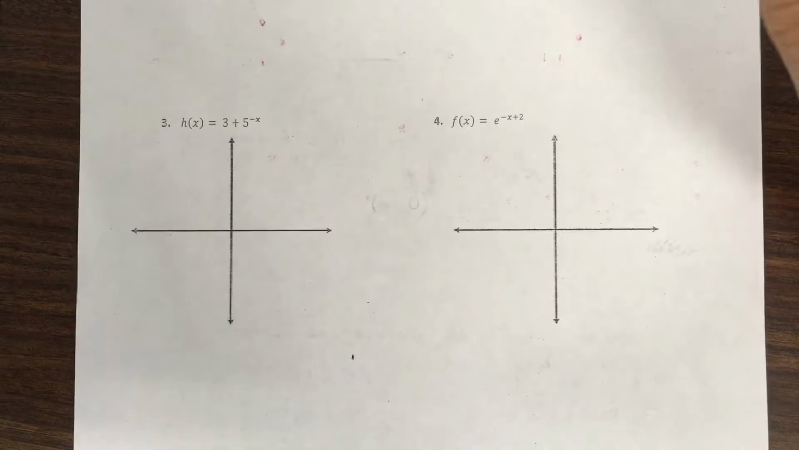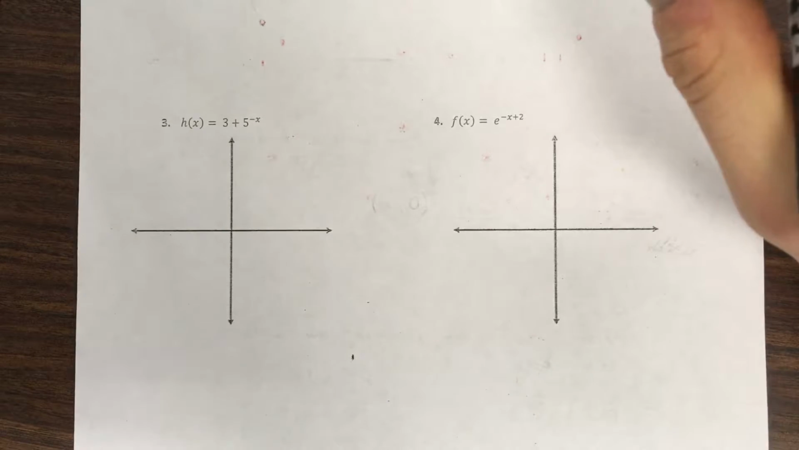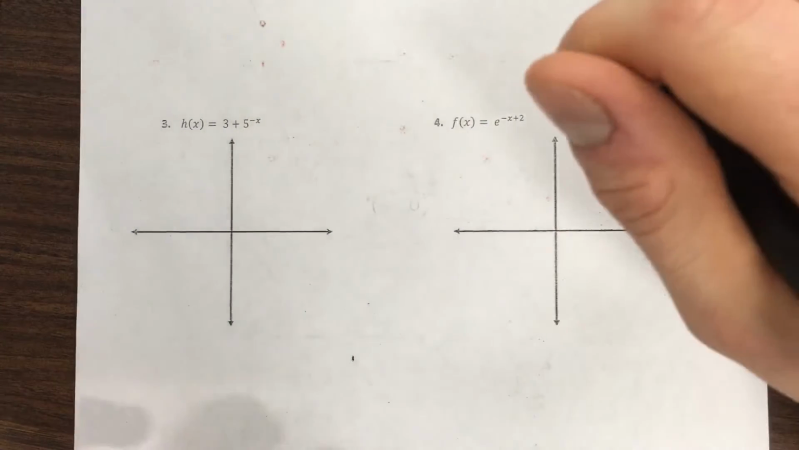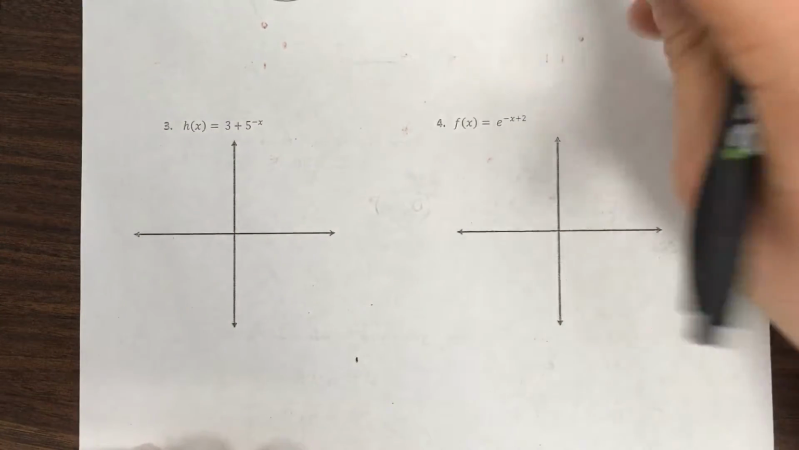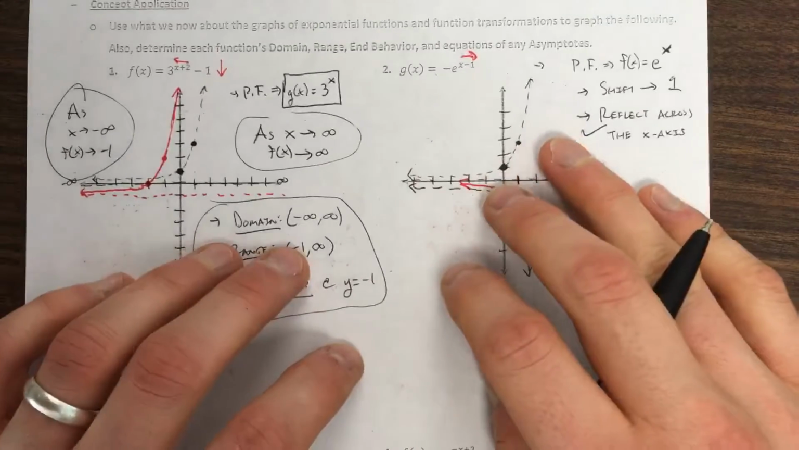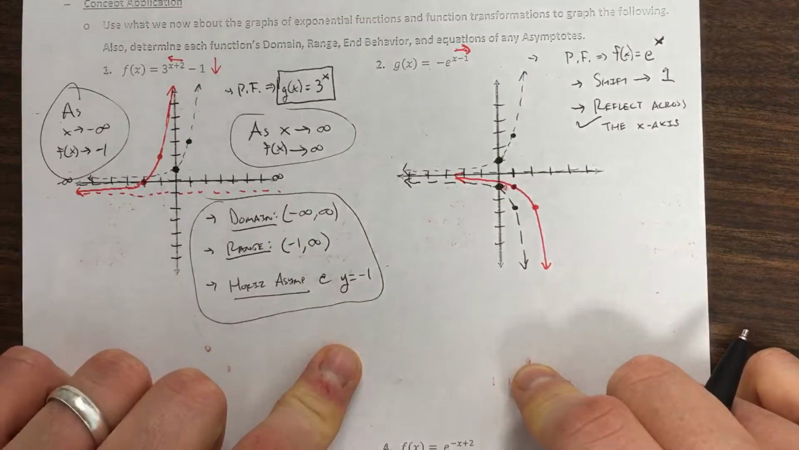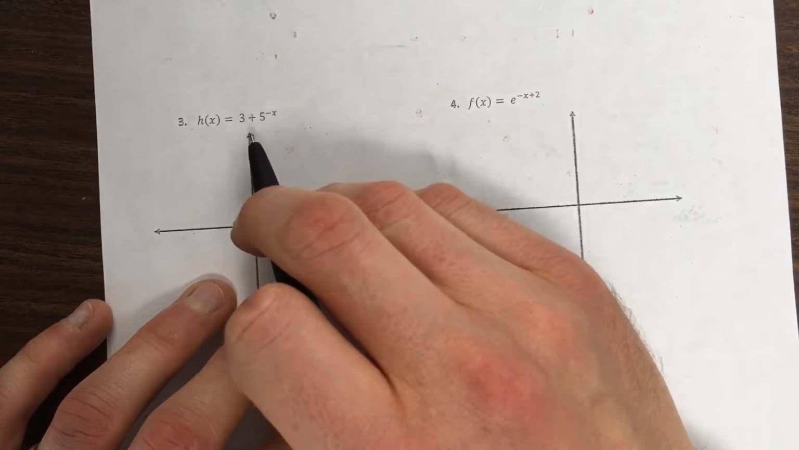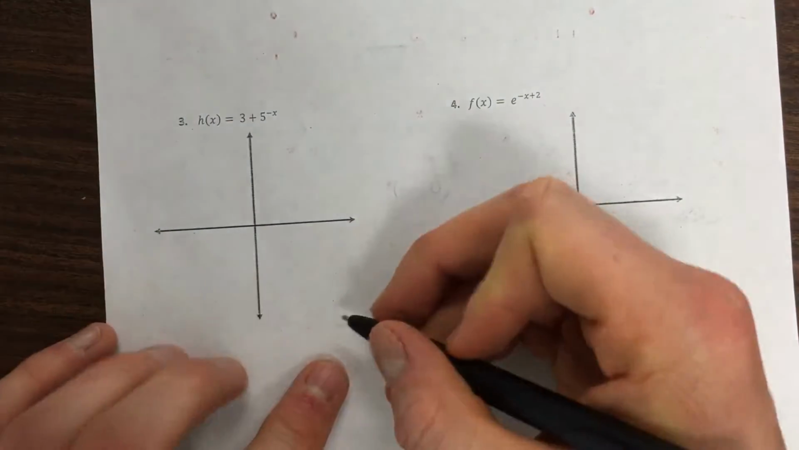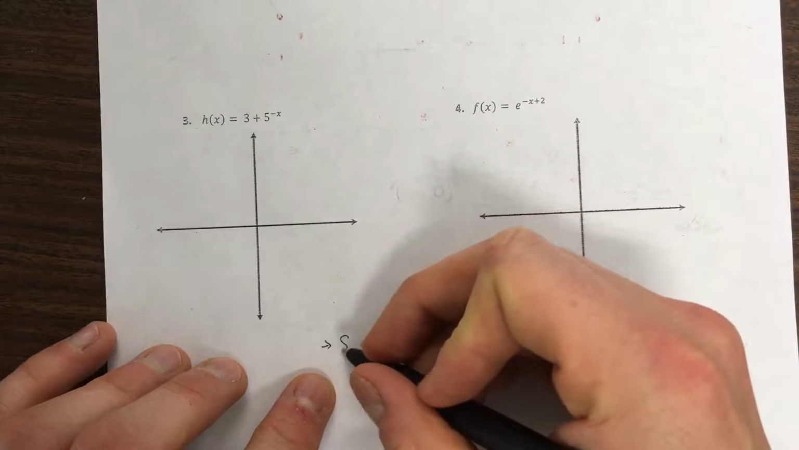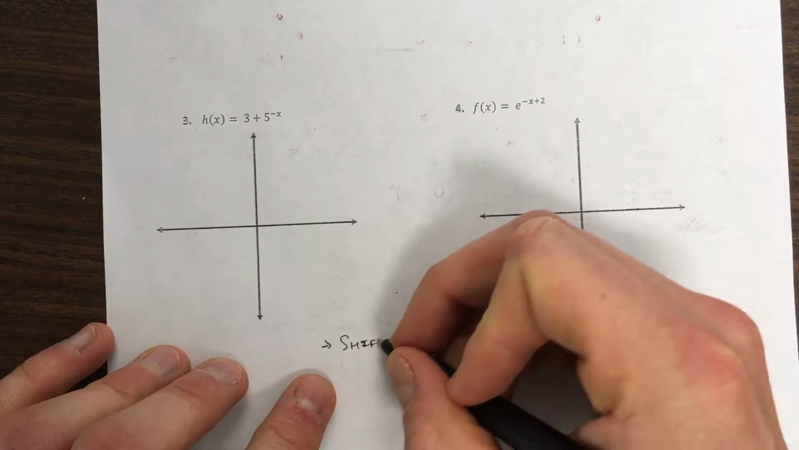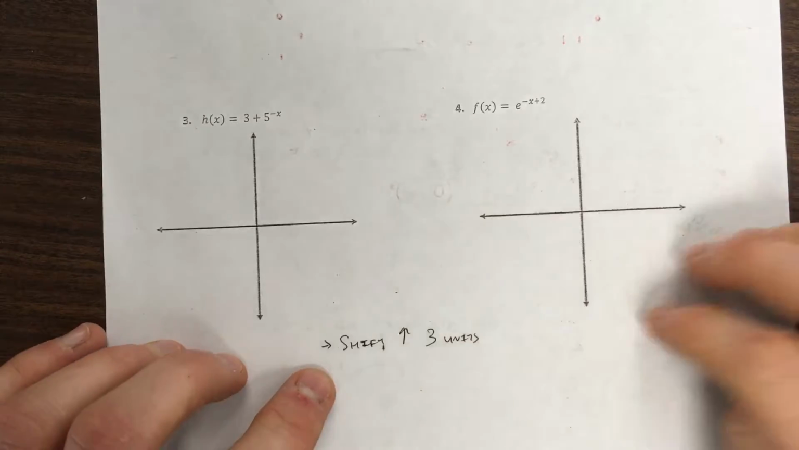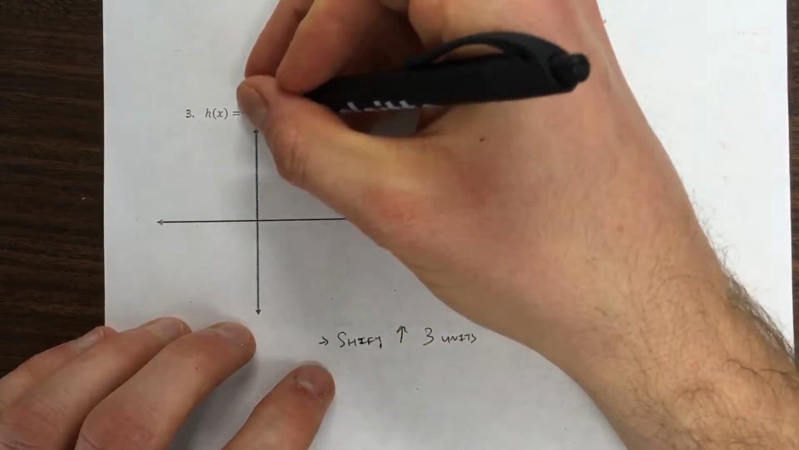Let's start by looking at what transformations would happen to this function. If you look at this function here, hopefully based on what we did in problems 1 and 2, and if you haven't watched that video, please do go ahead and do that before watching this one, we can see that because we're adding 3 outside the function, we're going to shift up 3 units due to this plus 3.